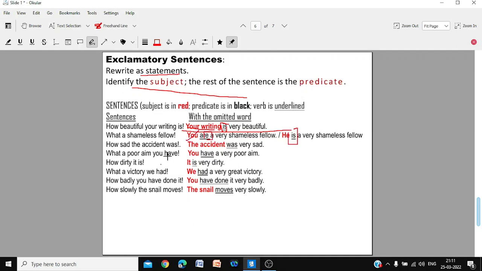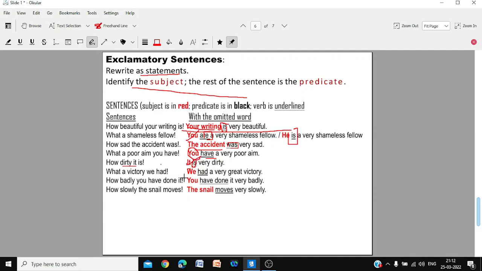How sad the accident was. The accident was very sad. Was is the verb, so what comes before the verb is a subject. What a poor aim you have. Rewrite it as, you have a very poor aim. So now have is the verb, so you is the subject, and all the rest will be predicate. How dirty it is. It is very dirty. So is is a verb, so what comes before is a subject, and the remaining is the predicate.